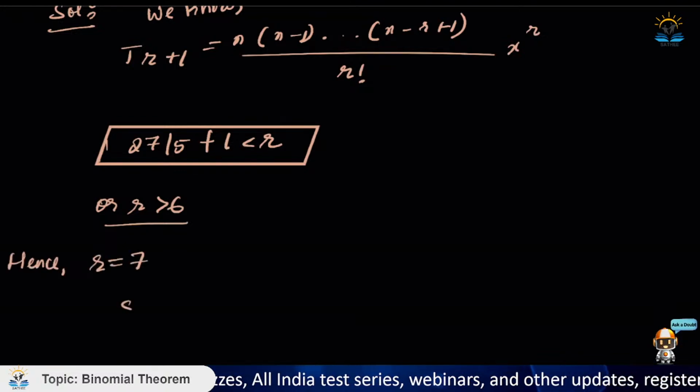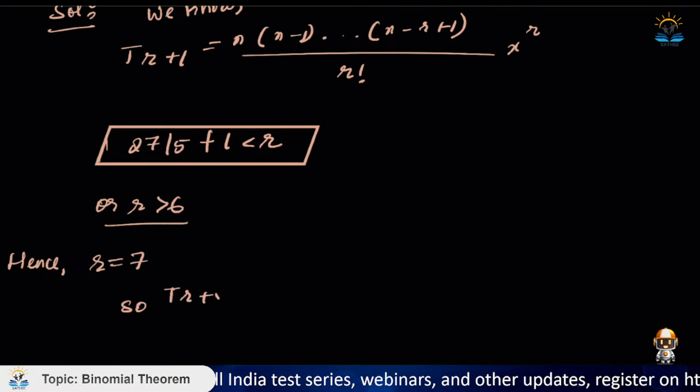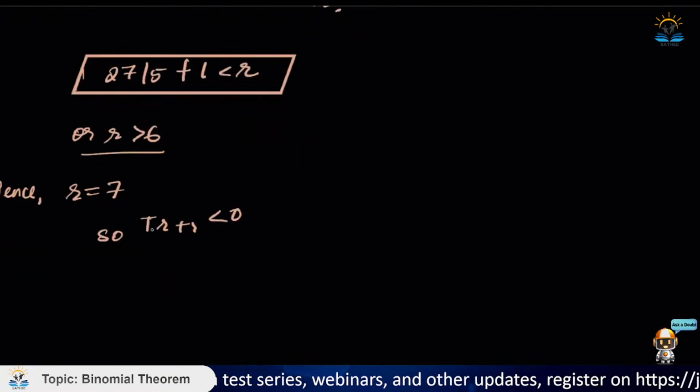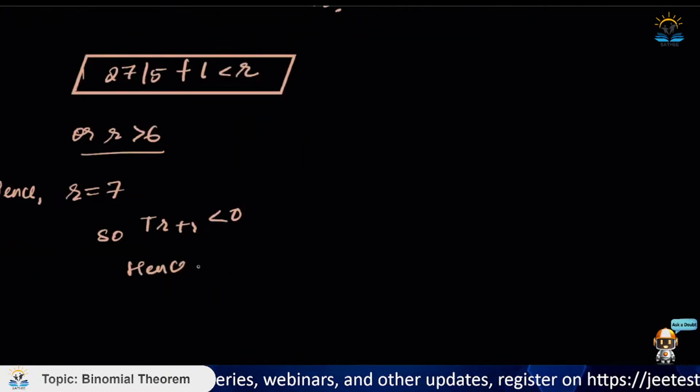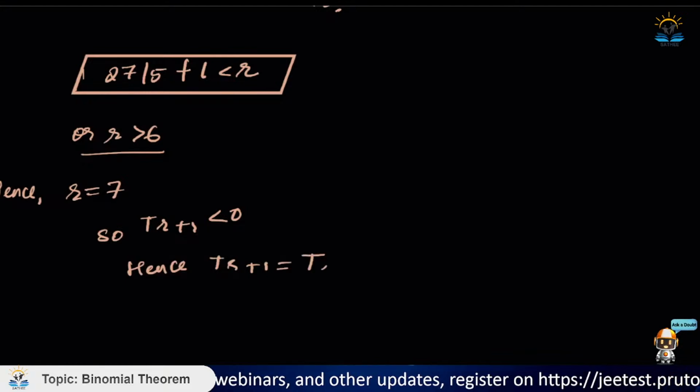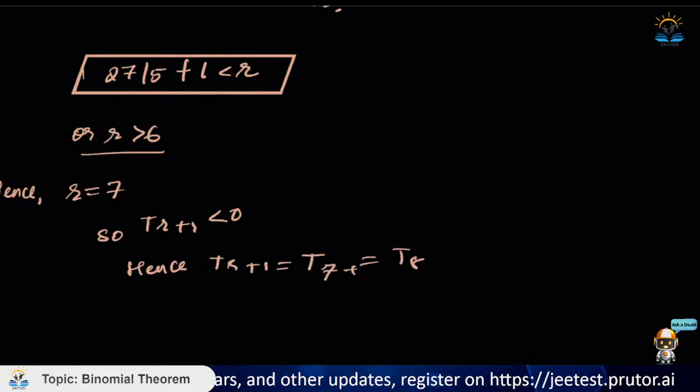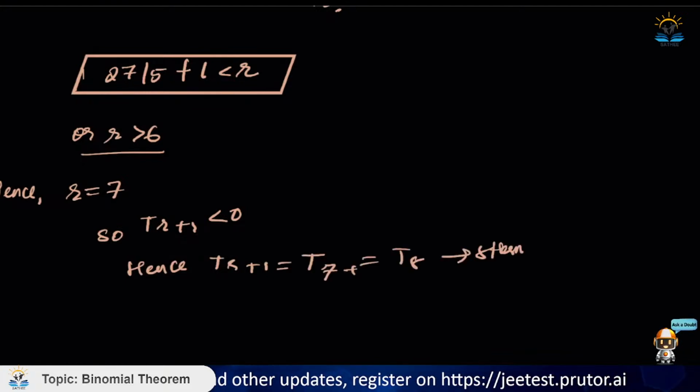So we can say t(r+1) is less than 0, and hence t(r+1) equals t(7+1), that is t8, and we can call this the 8th term. What can we say? We can say that is the 8th term.